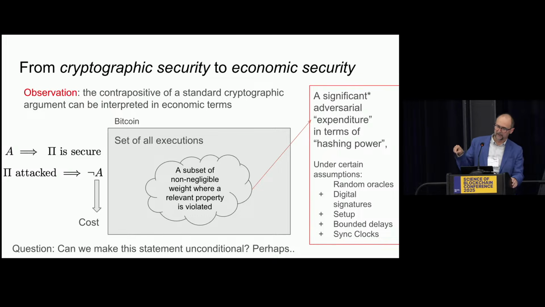Translated for Bitcoin specifically, we can observe that a subset of executions of non-negligible weight, where a relevant property is violated, can be proven to result in a significant expenditure in terms of hashing power by the adversary, again, under certain assumptions. But importantly, now, the set of assumptions that we need for this statement doesn't have the honest majority assumption, doesn't have the threshold assumption. So by reducing the assumptions needed for the statement of security, especially non-falsifiable ones, we can bring such a security argument closer to being more acceptable in the real world.